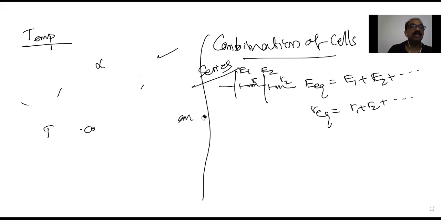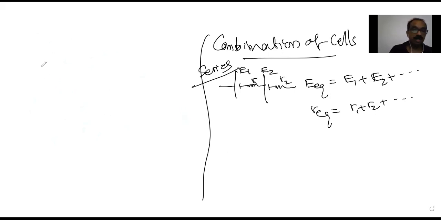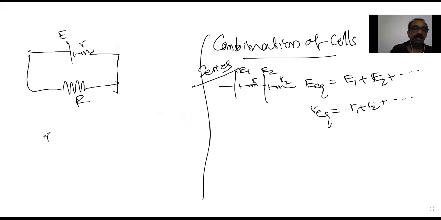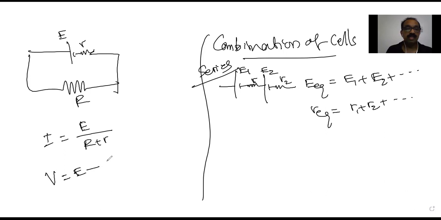As far as one single cell is concerned, when connected with an external circuit of resistance R, you see one cell of internal resistance r, and when it is connected across the external resistance capital R, then the current in the circuit is E by R plus r. E by R plus r is the total current. And also the terminal potential difference would be V is equal to E minus Ir. These are the two equations to memorize as far as the given cell is concerned.